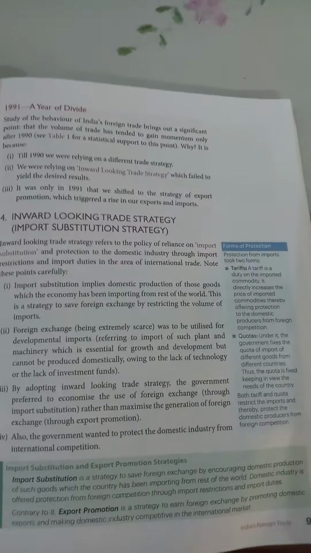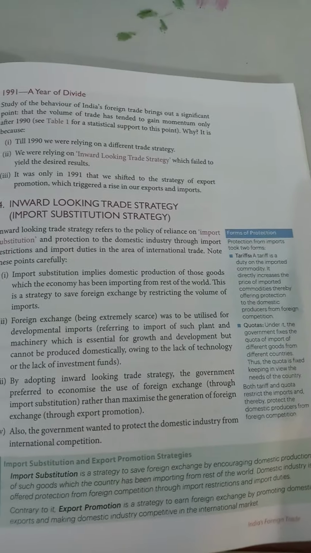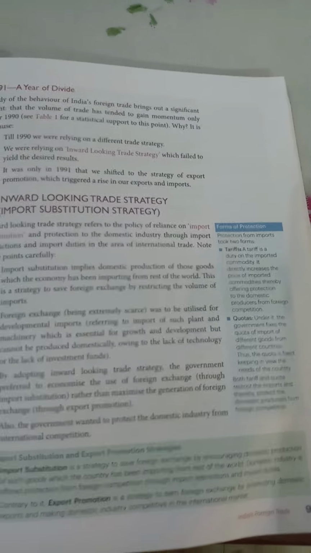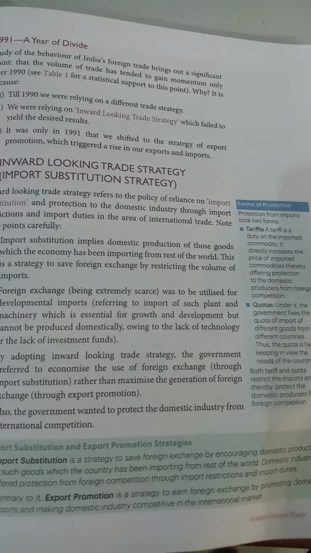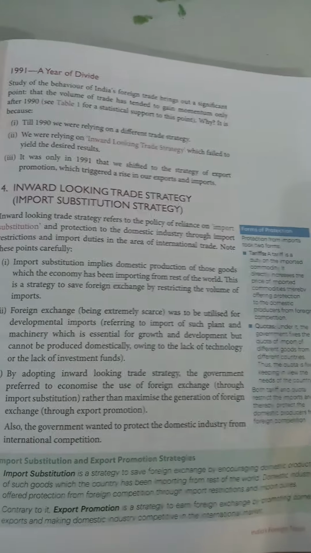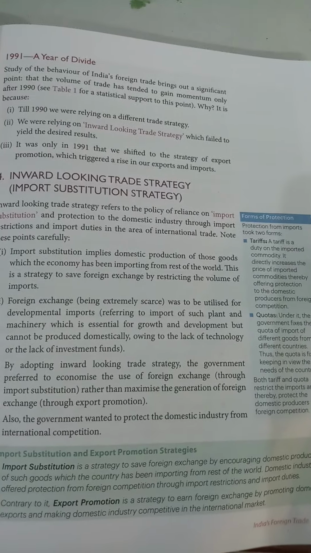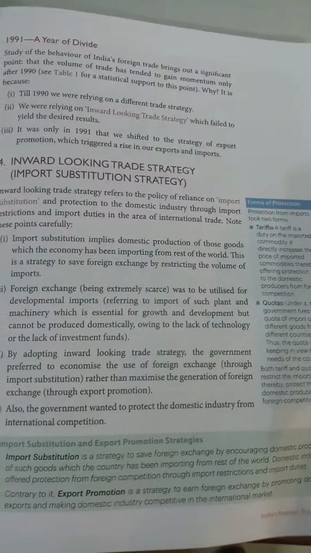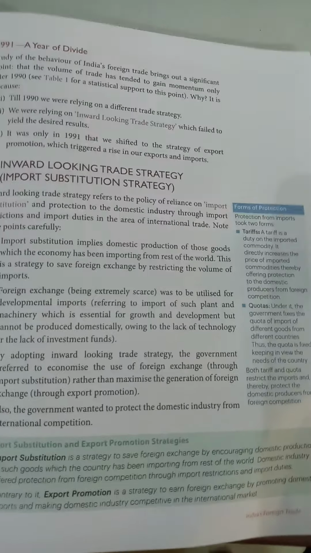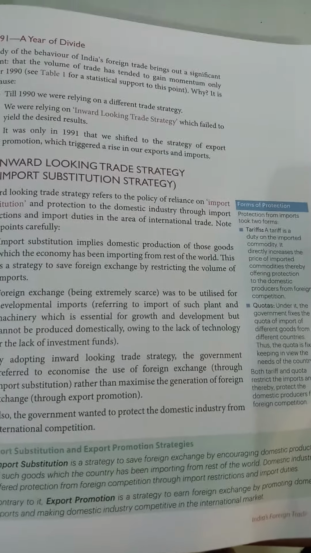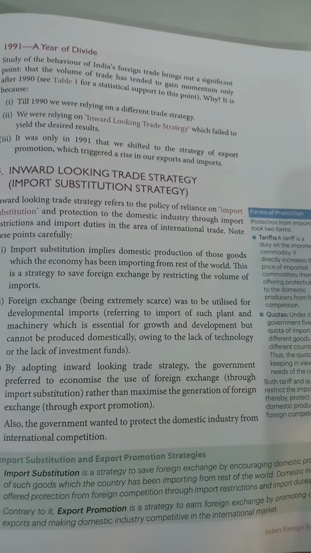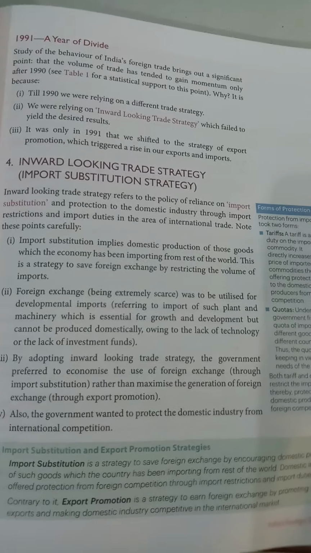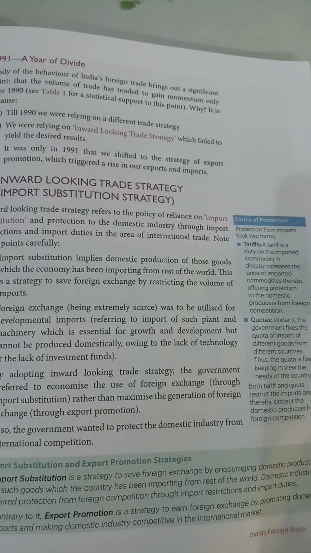What happens is a good comes from abroad. When it comes from abroad, the Indian government charges some tax, some duty on it. Including the duty, the good becomes expensive, because of which the abroad countries don't wish to enter our market. And when they don't enter, our Indian industries will grow.